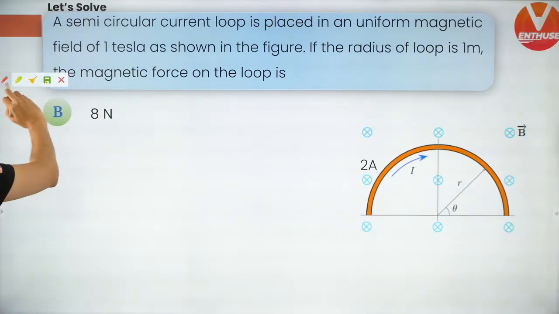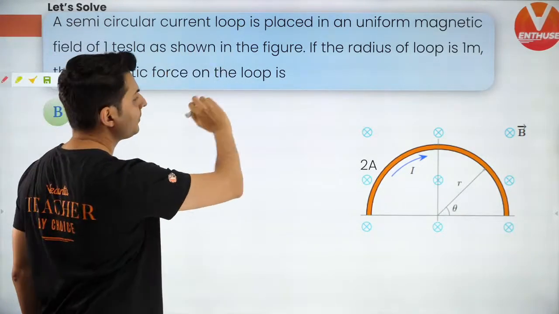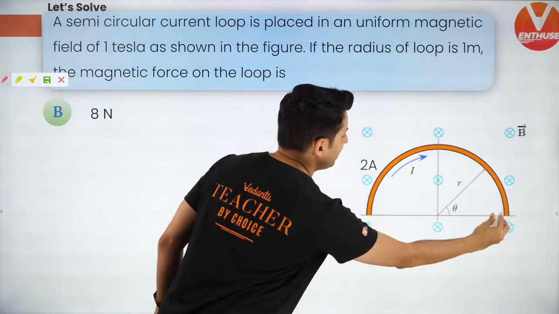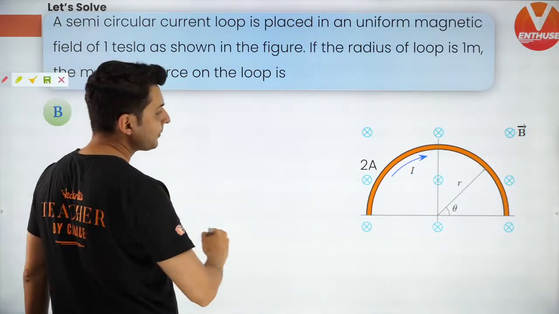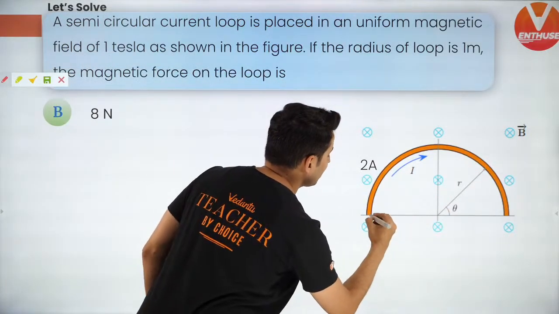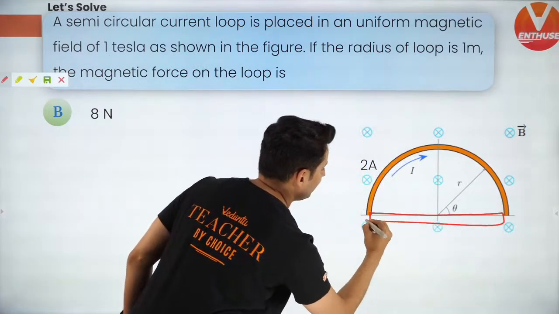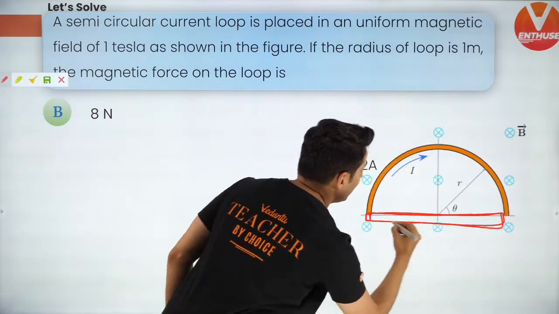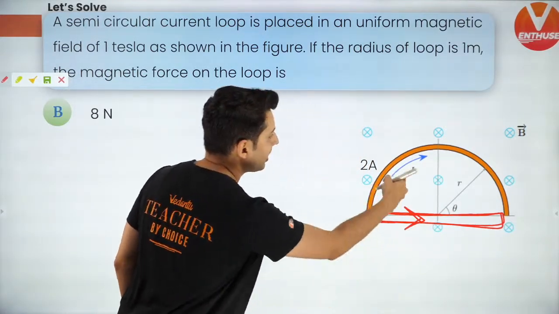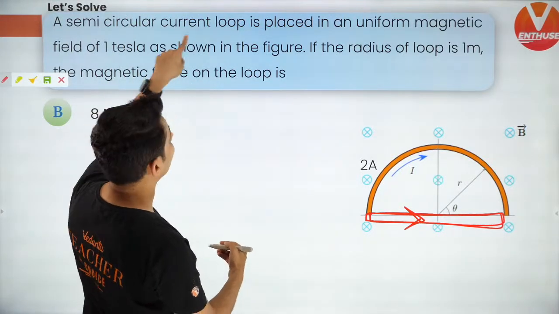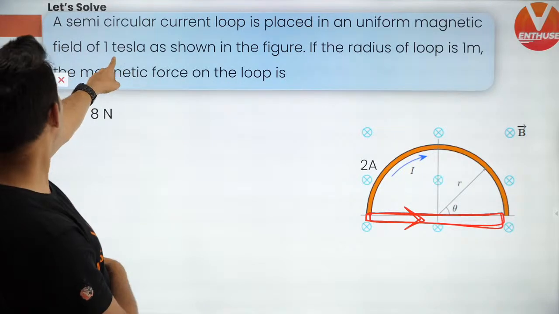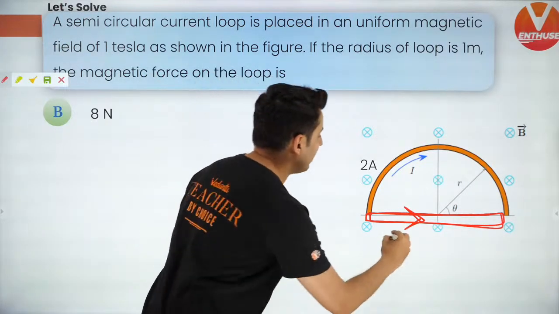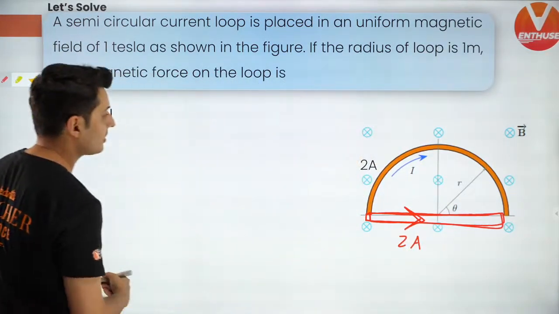So, a semicircular current loop, only this much part is not there, is placed in a uniform field of 1 Tesla. Now this loop can be replaced by just a straight wire, and it carries the same current. How much current? It's given, I think. Yes, it's 2 amperes.